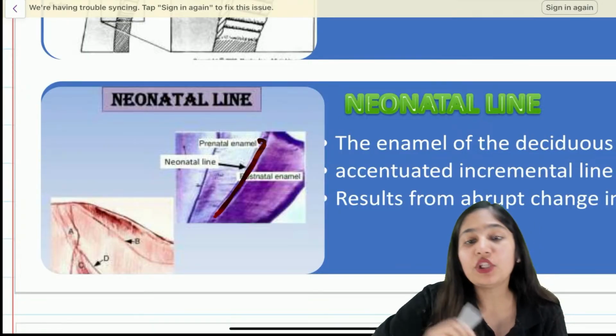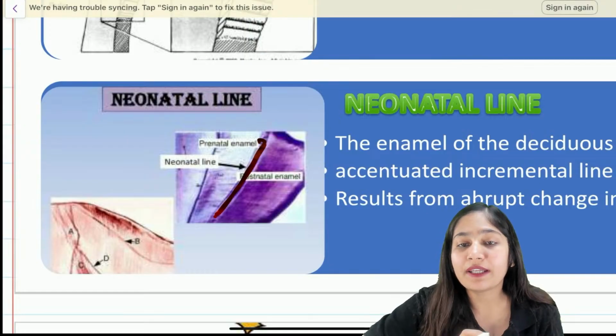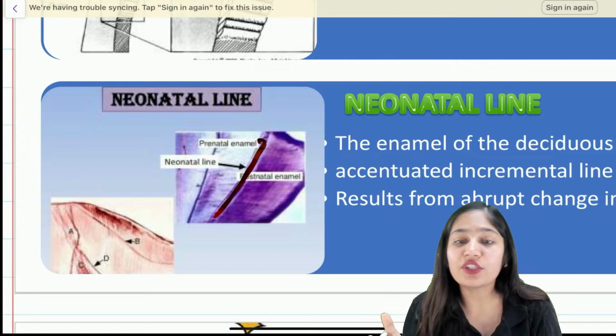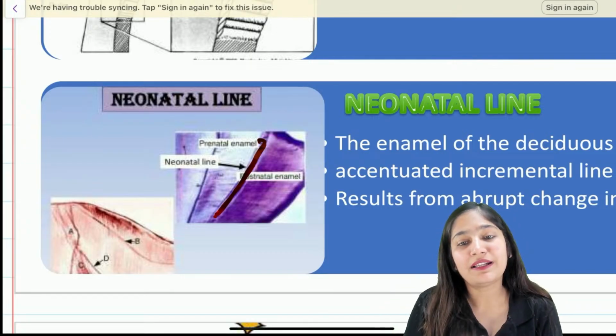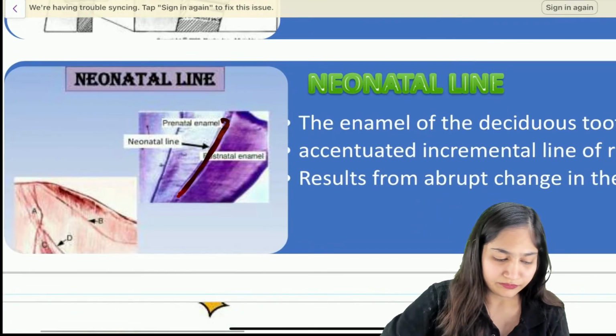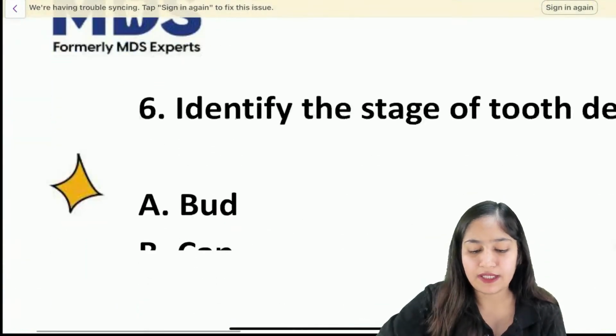And coming to our next question, option, that is neonatal line. What is neonatal line? It is the line separating prenatal enamel from the postnatal enamel. It is again an accentuation or more prominence of incremental line of enamel, right? So it is more accentuated incremental line.